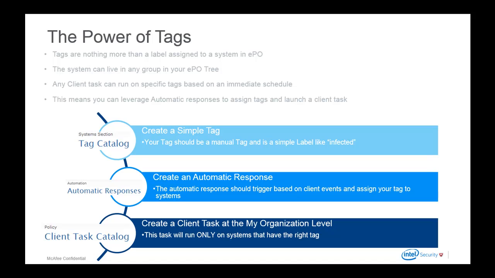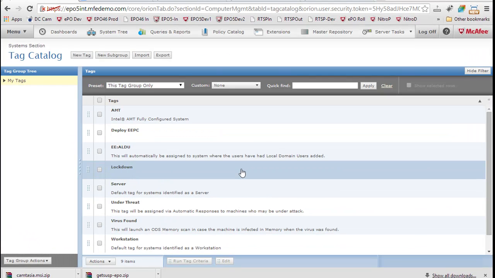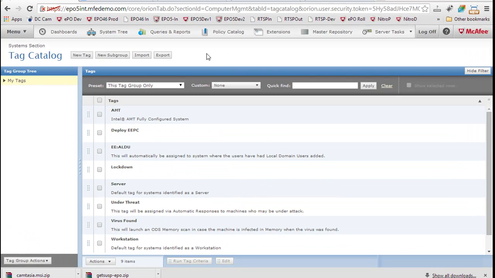So what we do is leverage automatic responses, which again is that automated system found in EPO, that assigns a tag to a machine, and based on that tag, we launch a client task. And it's nothing more than the 3 steps that you see here. Create a simple tag, and we'll kind of run through that. Create an automatic response, and then finally assign a client task to that tag. So let's go ahead and look at that workflow inside of EPO.